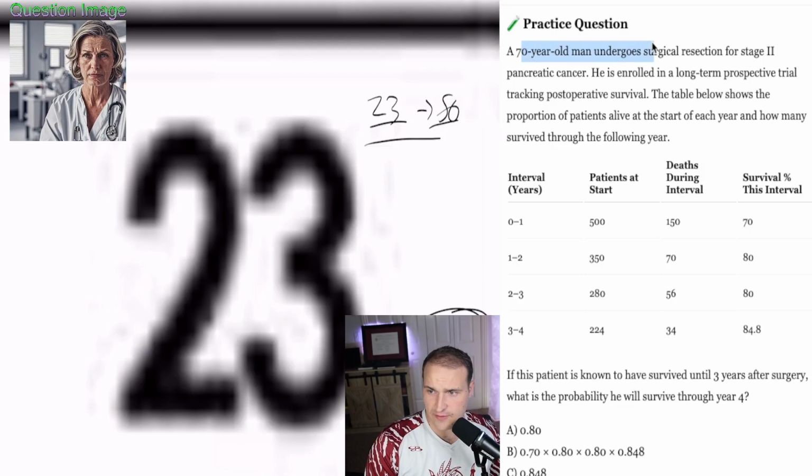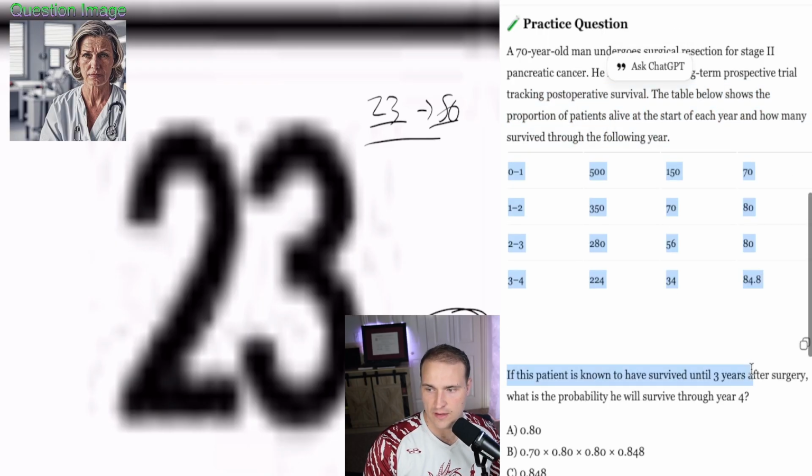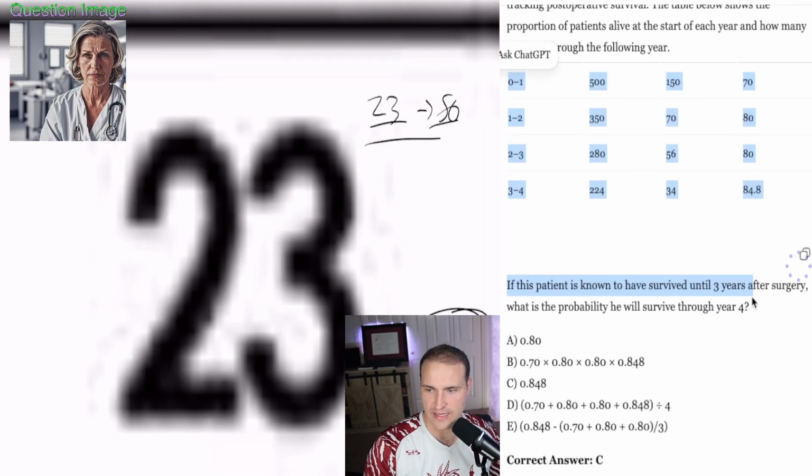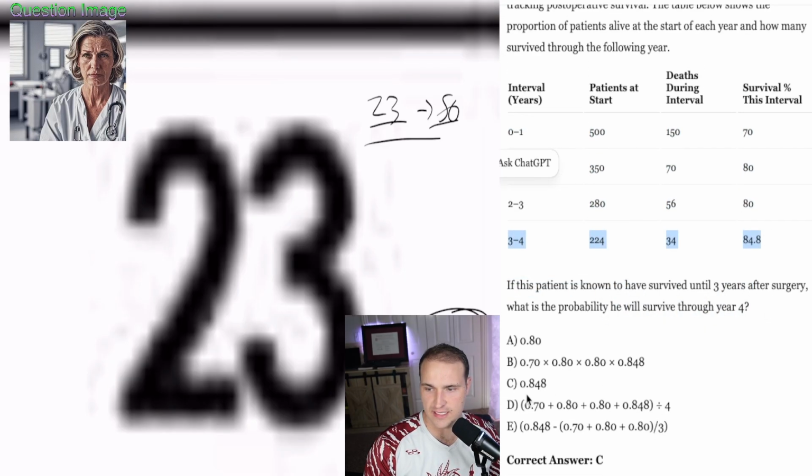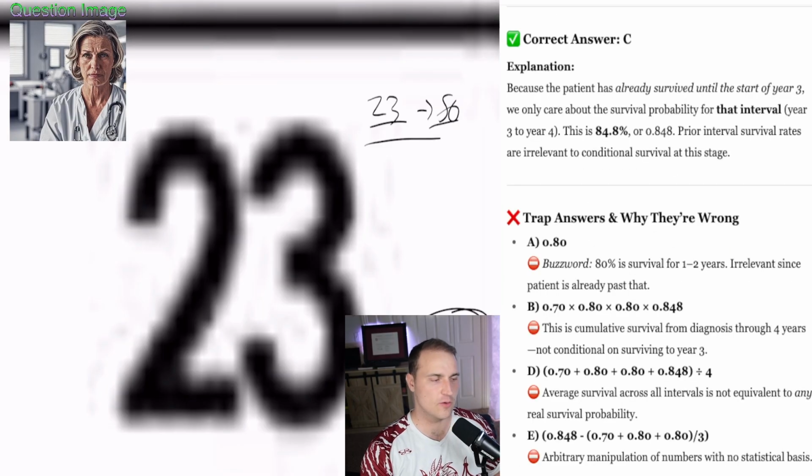In this question, we have a 70-year-old man undergoing resection for stage 2 pancreatic cancer, enrolled in a long-term prospective trial tracking postoperative survival. The table below shows the proportion of patients alive at the start of the year and how many survived through the following year. And they're asking, what's the probability he'll survive through year 4? And the answer is literally just C. It's exactly this value. Now, what's interesting is this is a Kaplan-Meier survival curve, which is a non-parametric statistical approach where you just analyze the time-to-event data, and it's used for survival analysis.